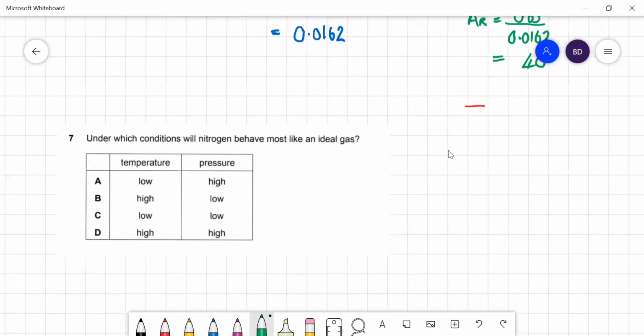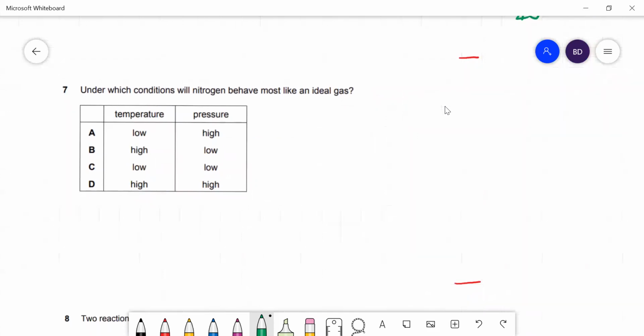Okay, number 7, under which conditions will nitrogen behave most like an ideal gas? Well, it's important to realize for an ideal gas, we're assuming no attraction between the molecules, which is not true if they get close to each other, because you're going to get London forces or van der Waals forces between the molecules. So you don't want the molecules too close together. So that means you don't want high pressure, you want low pressure. So it's got to be B or C.